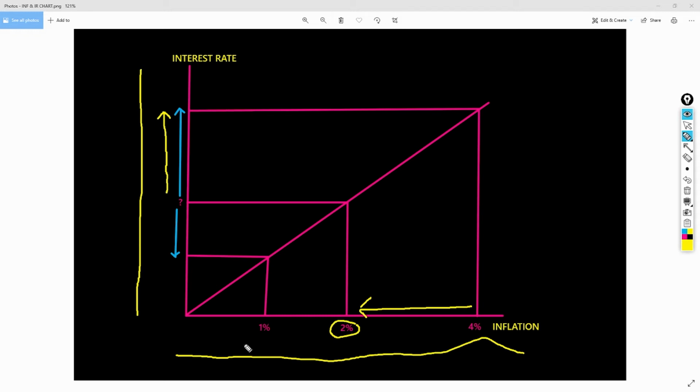And also when inflation comes below the 2% mark, let's say 1%, for central banks to bring inflation back to the 2% mark, they will have to lower interest rate here to bring inflation back to the 2% mark here. I have another video that will best explain this concept to you.